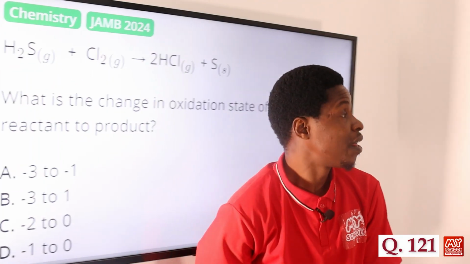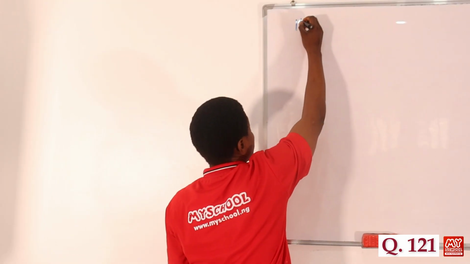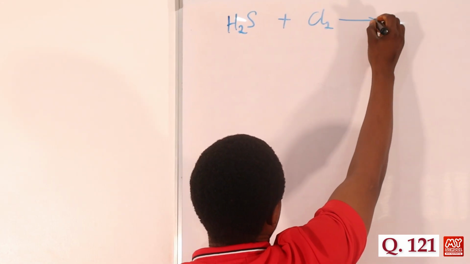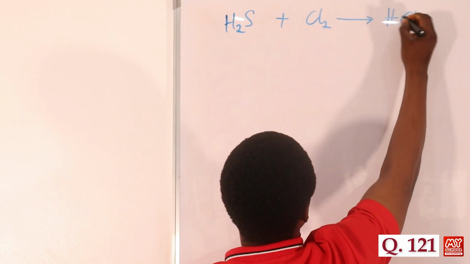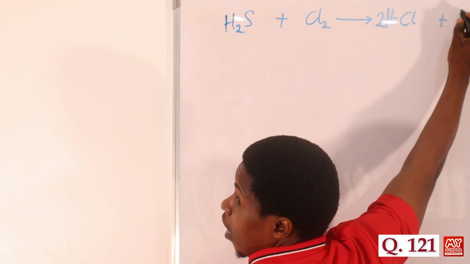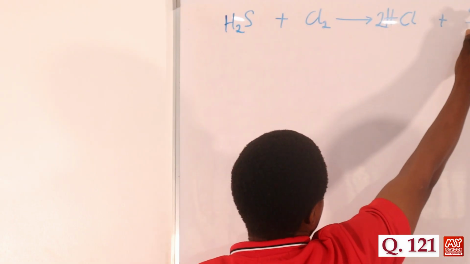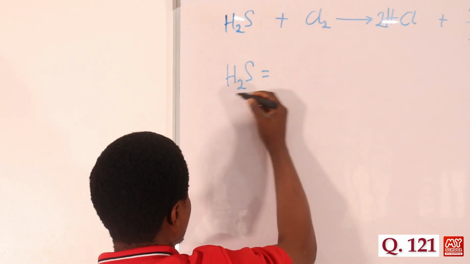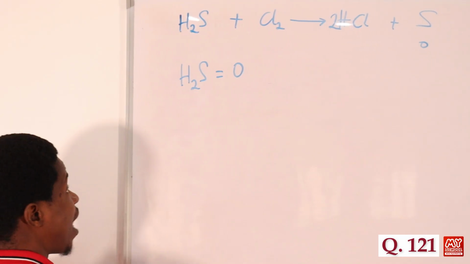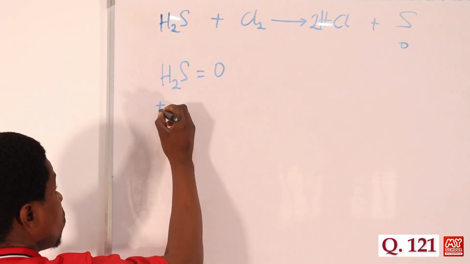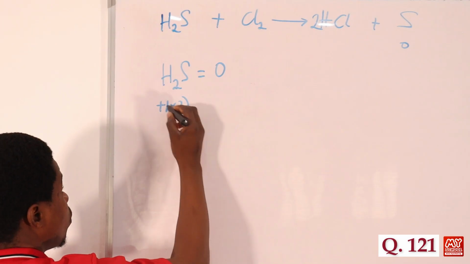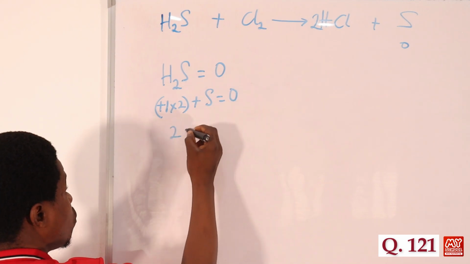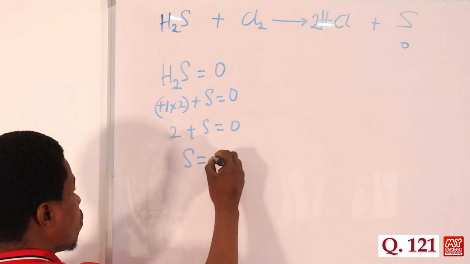So let's move on to the board now. We are looking at H2S. The reaction is between H2S and chlorine gas to give us HCl, 2 moles of that, plus sulfur. Okay, so we already know that the oxidation state of this is 0. So for this one now, H2S is a compound, so we equate it to 0. Hydrogen we know to be plus 1, so we have plus 1 times 2, plus sulfur equal to 0. So 1 times 2, that is 2 plus S equal to 0. So S is equal to -2.